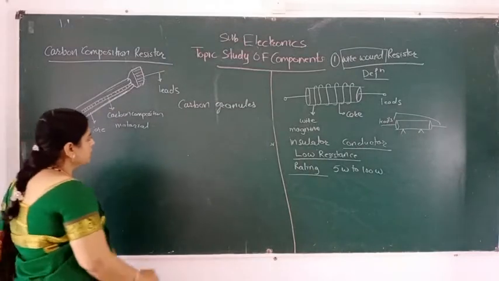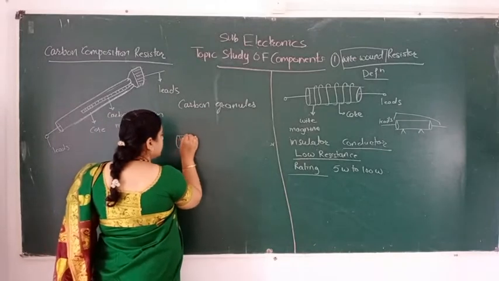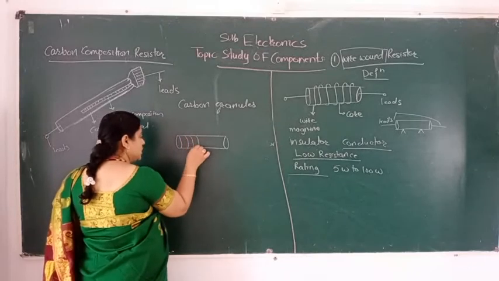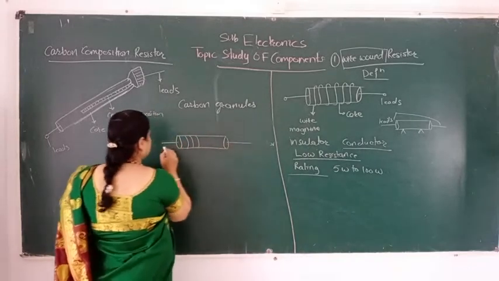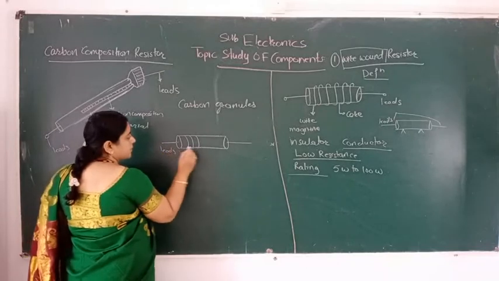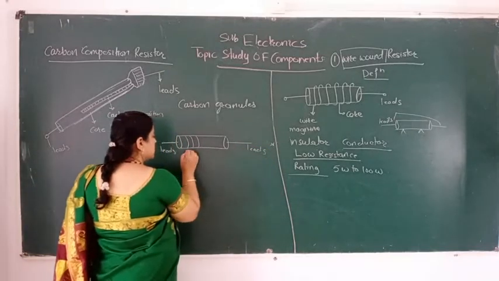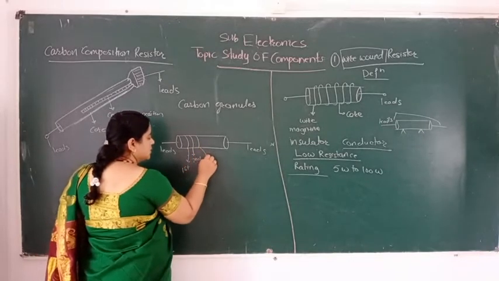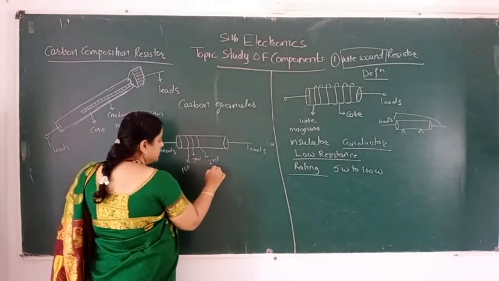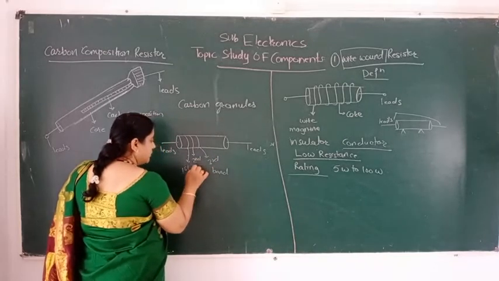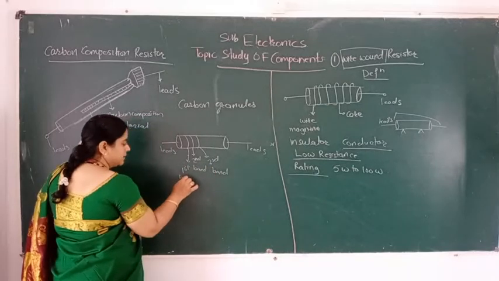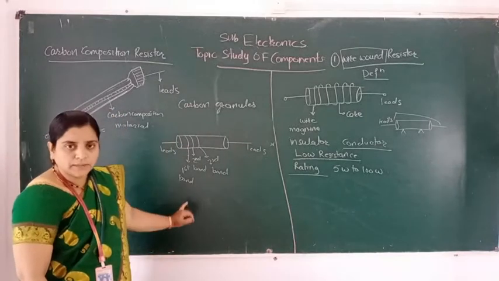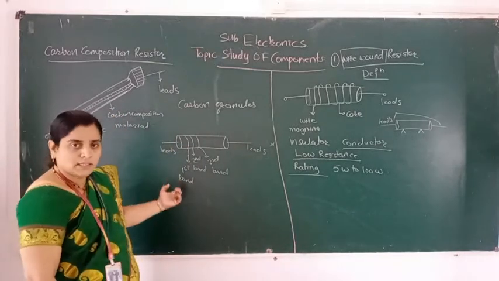Okay, so this carbon composition resistor can be drawn like this. It has 1, 2, 3 bands. These are the two leads. This is the first, this is the second band, and this is the third band. Band means what? It has the color band. It has different colors. From that color you can measure the value of this resistor.